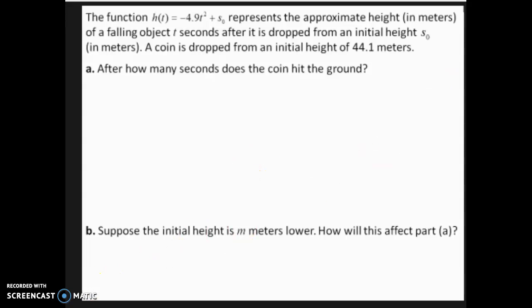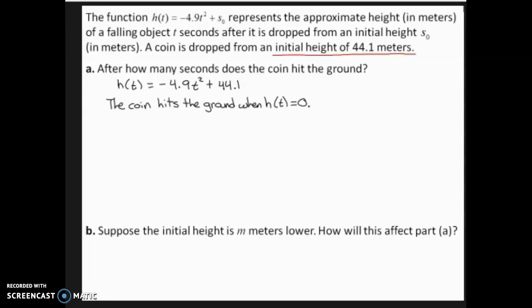The function h of t equals negative 4.9 t squared plus s sub 0 represents the approximate height in meters of a falling object t seconds after it is dropped, from an initial height s sub 0 in meters. A coin is dropped from an initial height of 44.1 meters. Part A. After how many seconds does the coin hit the ground? Because the coin is dropped from an initial height of 44.1 meters, the function h of t equals negative 4.9 t squared plus 44.1 represents the height of the coin t seconds after it is dropped. The coin hits the ground when h of t equals 0.